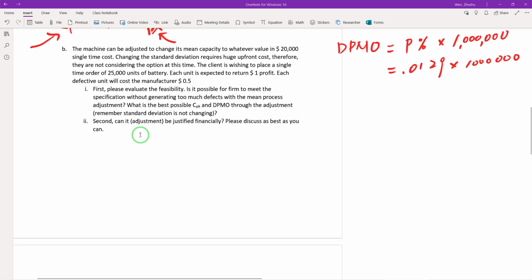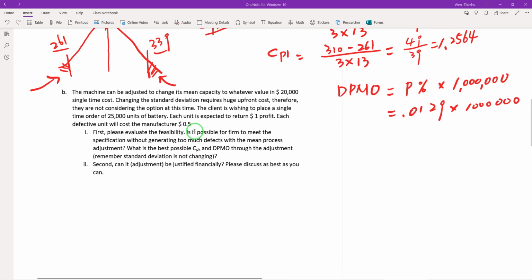So first, please evaluate the feasibility. Is it possible for the firm to meet the specification limit without generating too many defects with a mean process adjustment? So if you look at the specification limit, right?